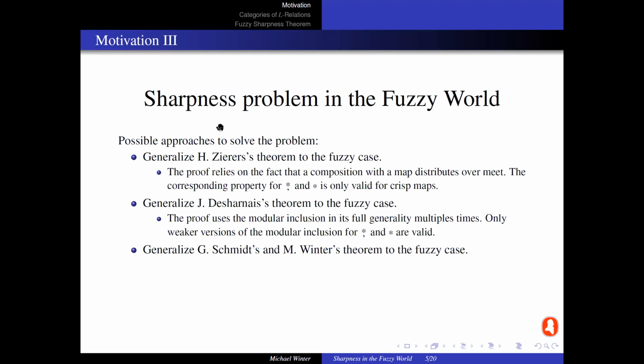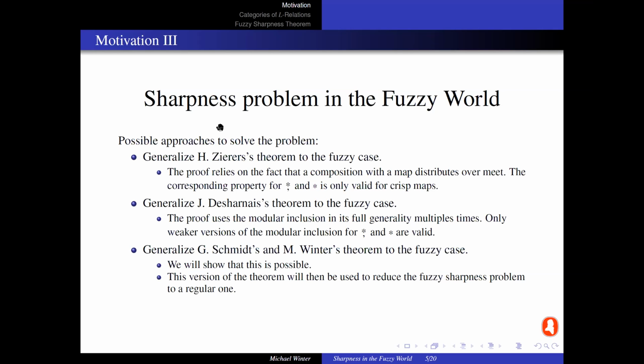Good. Then I looked at the last theorem over here, which I mentioned earlier, by Gunther Schmidt and myself. And what I want to show you here is that this is possible to generalize. As a consequence of this generalization, I was able to reduce this unsharpness problem in the fuzzy case to a regular one. And then of course we can apply the regular sharpness properties or conditions which imply sharpness in order to get sharpness in the fuzzy case. Okay, so that's the general setting and the problem.